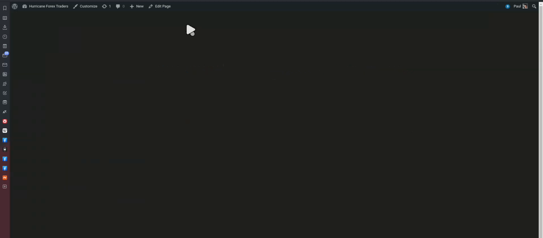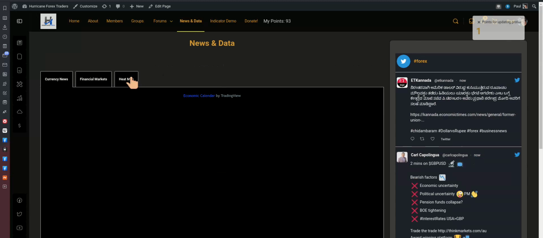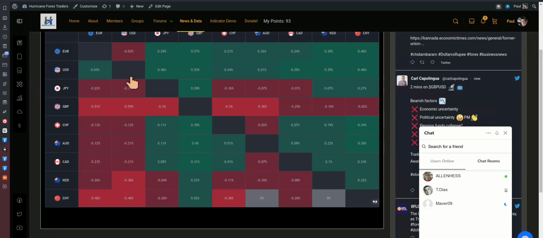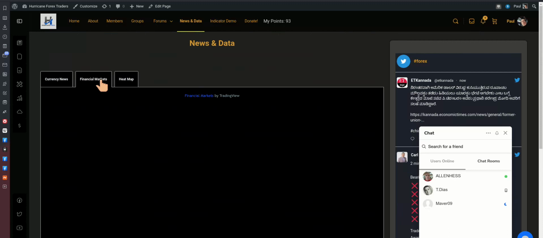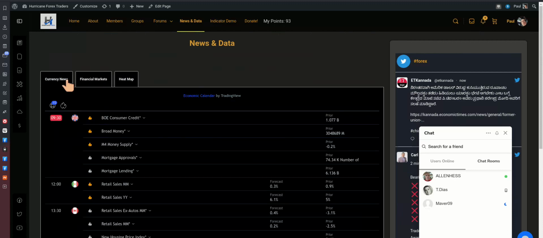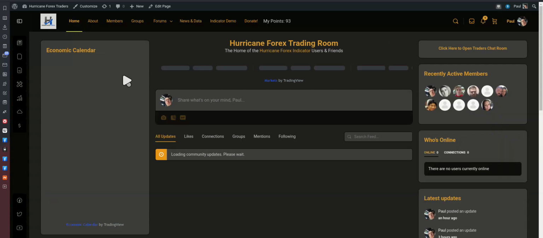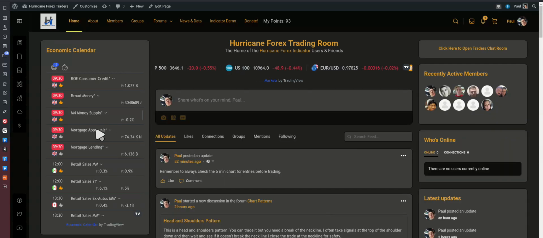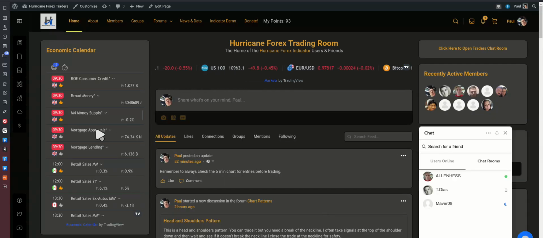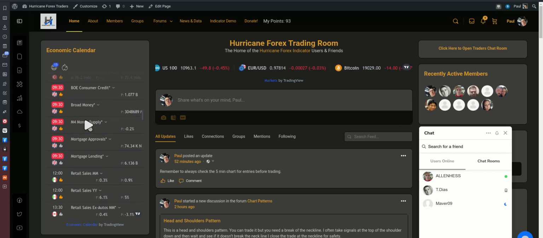Let's click on it like that. We go in here, and there's a currency heat map, a bit of a Twitter feed, financial markets. You can see currency news. That's also on the homepage. And the cool thing, if you're a trader, the most useful thing you need to see all the time, is the economic calendar. So for instance, here we've got some sterling news at 9:30.